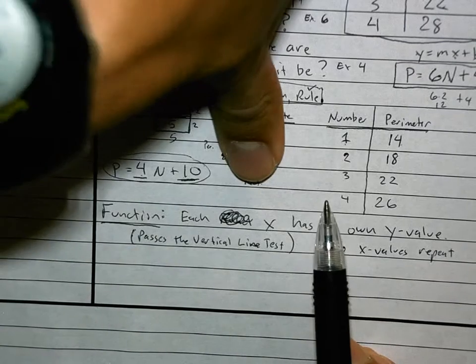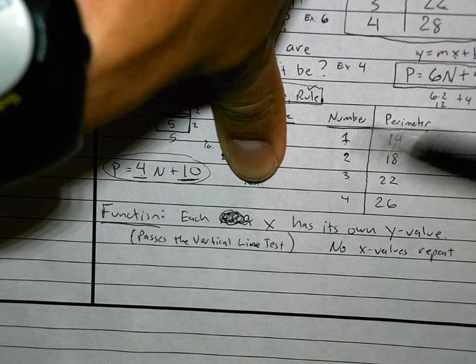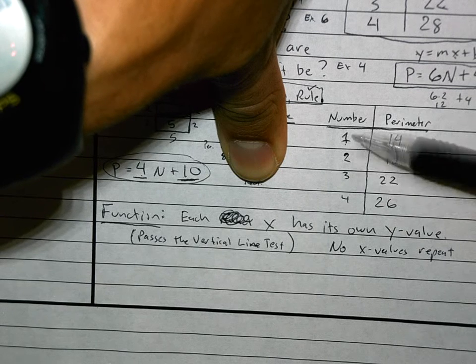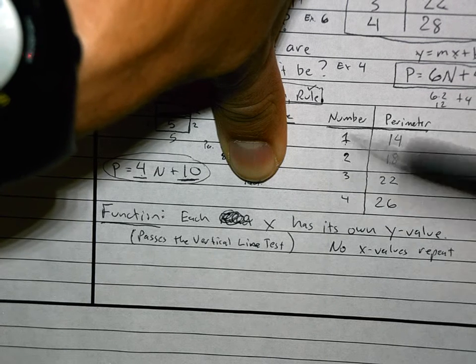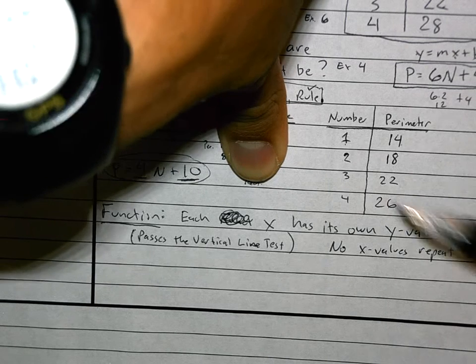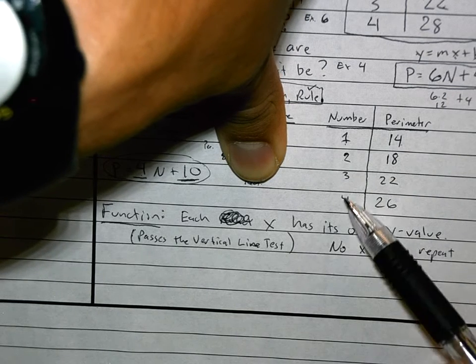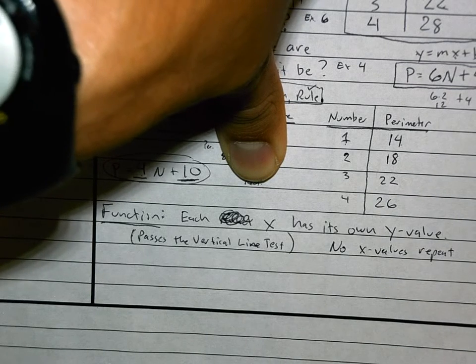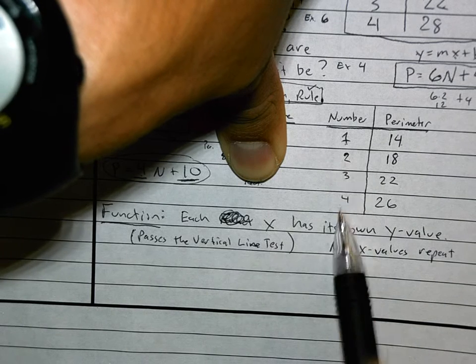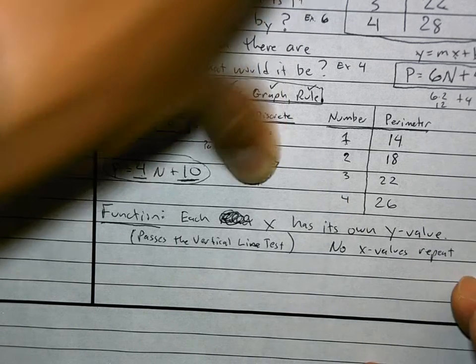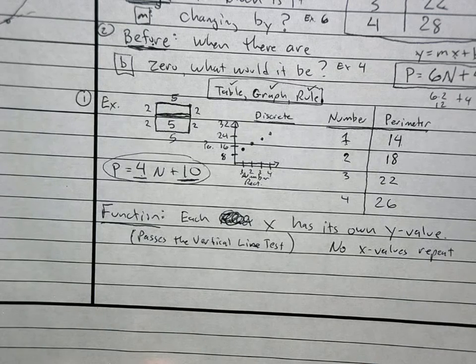So how can I tell here? Do any of the x values repeat? Do I have any of the inputs, the independent variables, do any of those repeat themselves? If they don't, it is a function. Do I have two number ones? Nope. Do I have two number twos or two number threes or two number fours? Nope. So these are functions. We're going to stop right there with our notes.